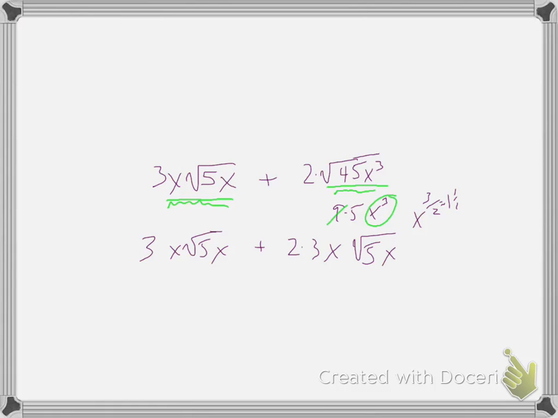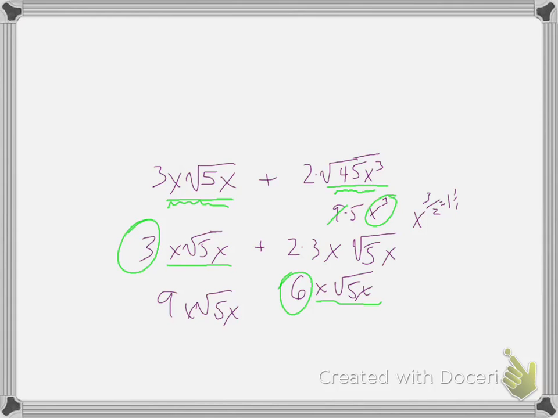So what you get here, when you work that out, everything's being multiplied. Everything that comes out multiplies with the 2, so you get a 6x square root of 5x. Check it out. We've got the same term, and we're adding them up. So 3 plus 6 of these gives you 9x square root of 5x. How's that for something?